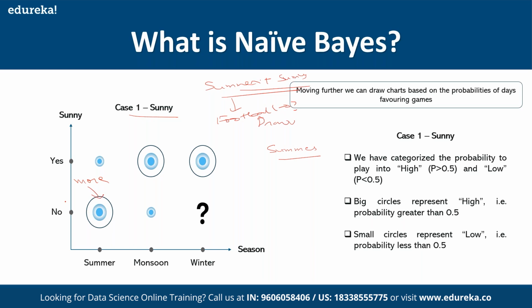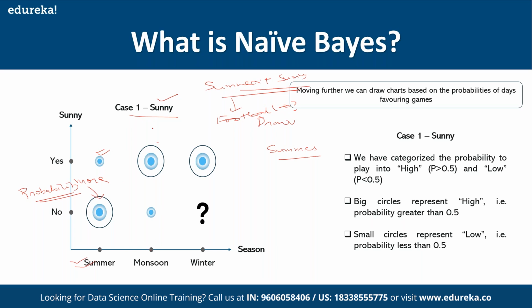So what is this dot showing? It is showing probability. I will explain how we calculate probability, but on a given day when it is sunny and it is summertime, the chances of you not playing football are very high, and the chances of you playing football are very low. There are some chances, but they will be very low. Can you see this now?